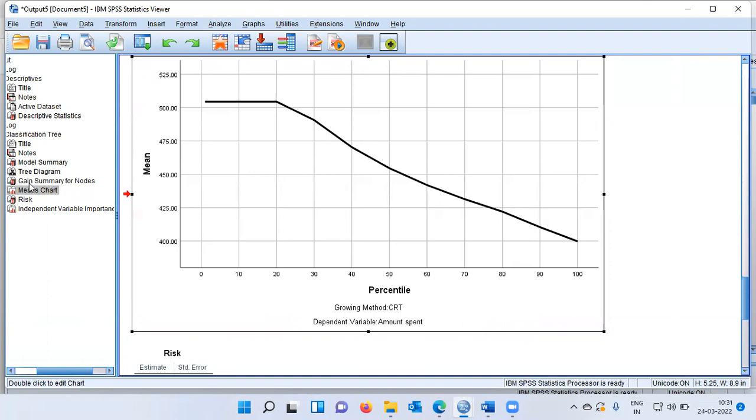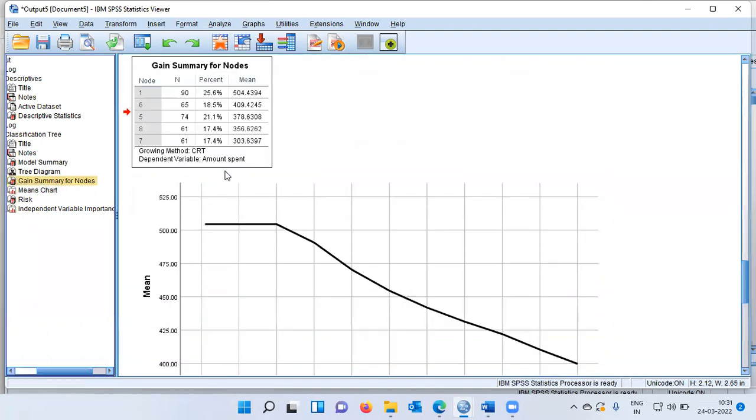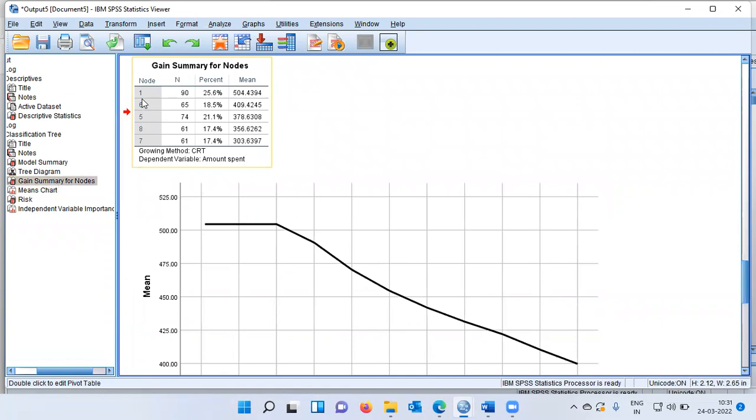There's one more small table here, which is called the gain summary for nodes. Let us look at the node level information. You have 4, 6, 5, and 8.